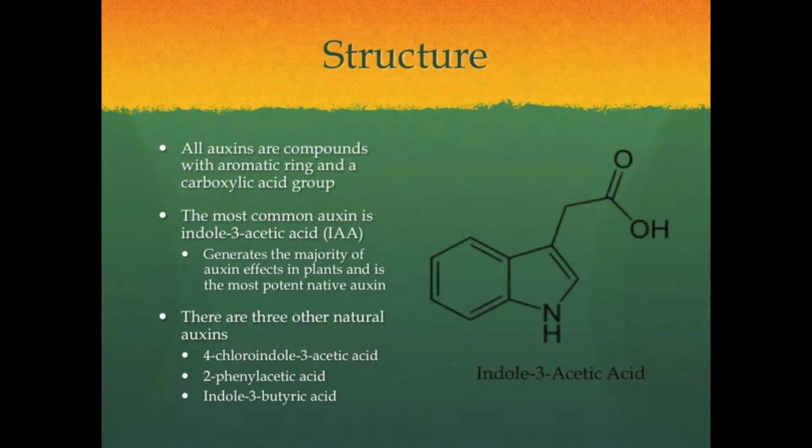The structure obviously varies with different auxin compounds, but for it to be considered an auxin, it requires an aromatic ring and a carboxylic acid functional group. Now, the most common of auxins is called indole 3-acetic acid. Many textbooks or lab reports will abbreviate it to IAA. So if you see that, just remember that it's indole 3-acetic acid.